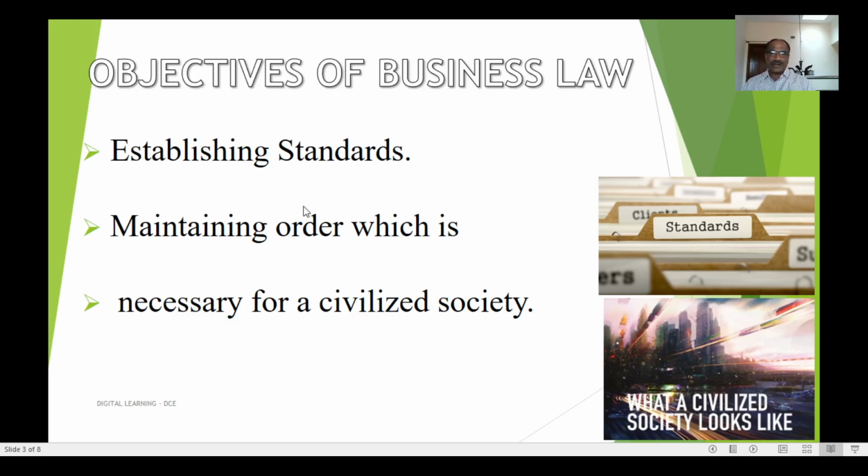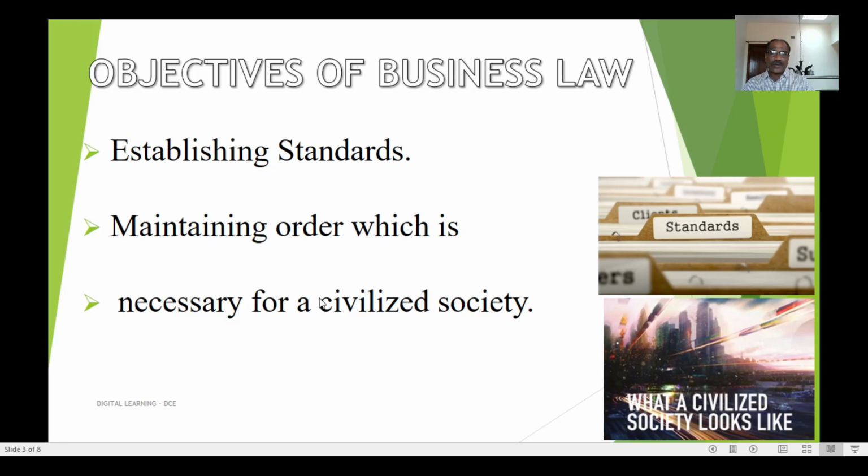Next, number 2, the second objective of business law, which is the maintaining of order, which is necessary for a civilized society. Because of the growth of the civilized society, the law and order, that is, the laws relating to business establishments, are necessary for a civilized society.